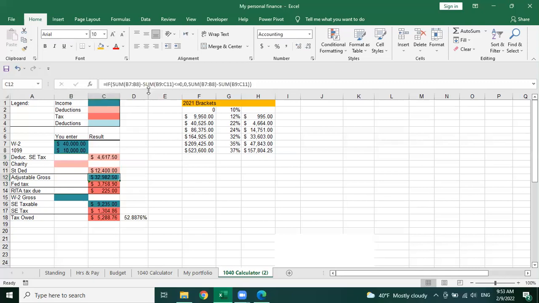So again, we have income, and our income is greater than our deductions. So we get the difference in adjustable gross. That's an easy enough formula. Again, it's this sum minus this sum. If it's greater than 0, it goes there. If it's 0 or negative, then it's just 0.